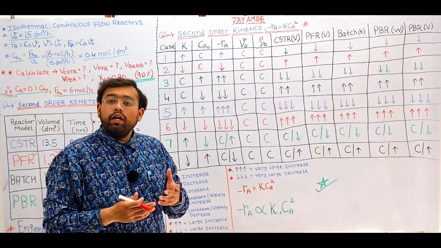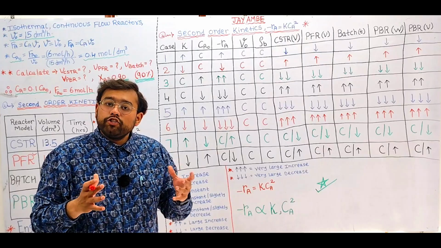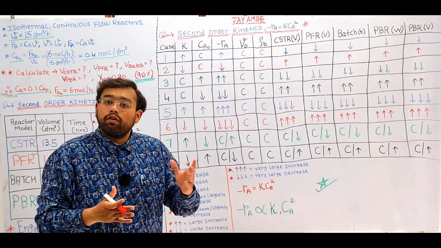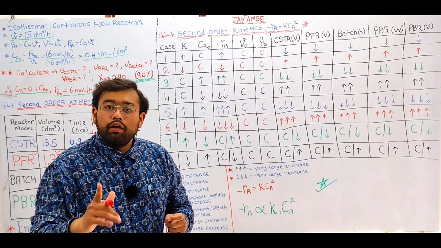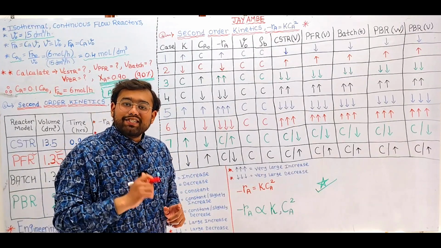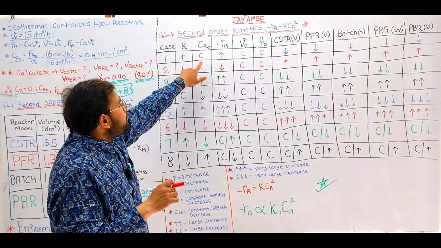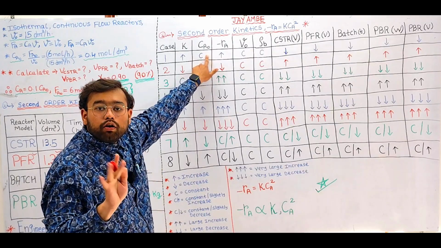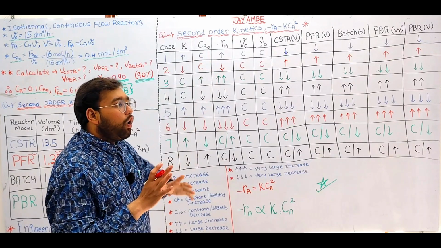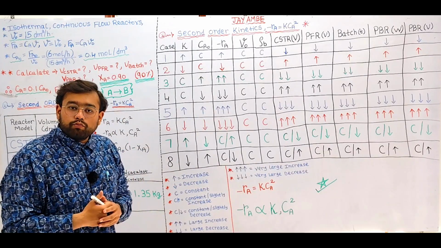How will it affect the reaction rate? How will it affect the volumes of the reactors? How will it affect the space time, the reaction time of the different reactor models? And how will it affect the requirements for the weight of the catalyst? We'll understand that. In the first case, I'm keeping the initial concentration of the reactants in the reactor constant. Now what if I increase the rate constant value?